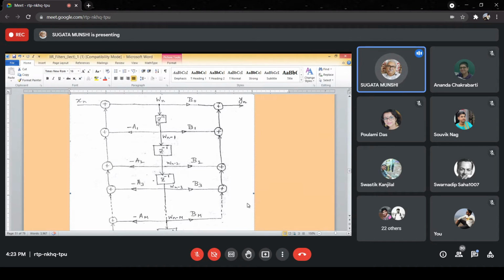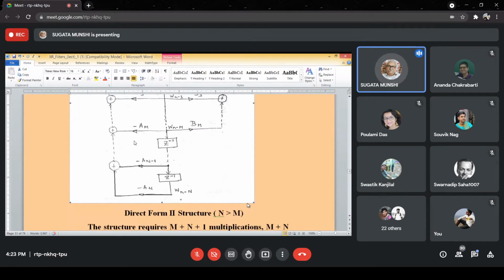Truly speaking, when we are representing the sequences in the z domain, that means if you write capital X(z) instead of x[n], capital W(z) instead of w[n], and here capital Y(z), then in the truest sense, you can represent these unit delay elements by z to the power minus 1. Anyway, an array of unit delay elements are there, and just after every unit delay element, there is a branching in two directions, as you can see.